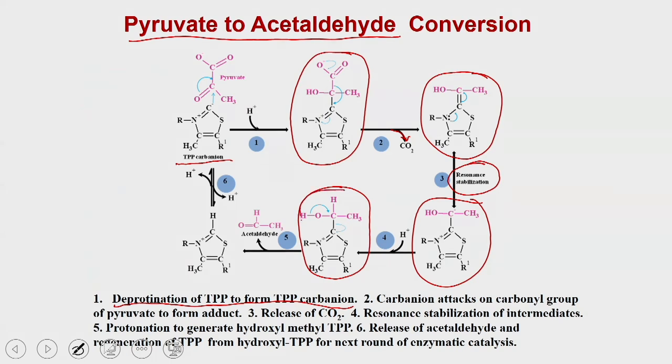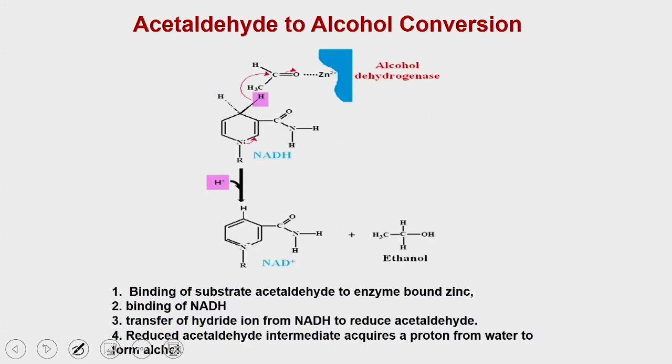So, this acetaldehyde is generated from these reactions, and the TPP is regenerated on the enzyme, which catalyzes the same reaction again and again. That is how the pyruvate is getting converted into the acetaldehyde following this kind of complicated reaction mechanism, and the enzyme which catalyzes this reaction is called the pyruvate decarboxylase. Now, let us go to the next reaction.